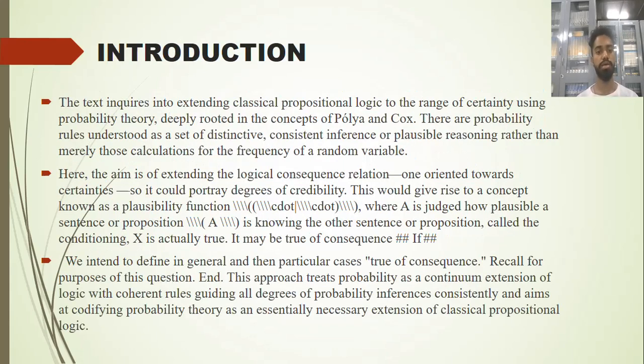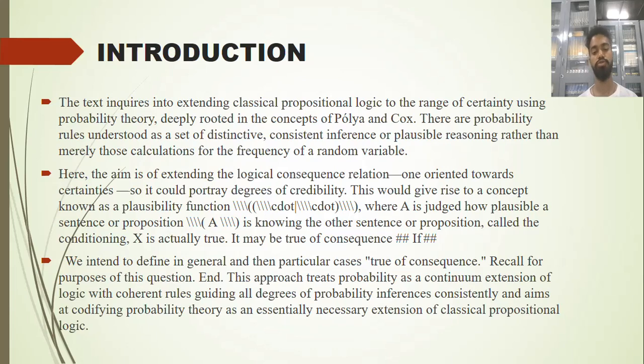Introduction. Here, the text inquires into extending classical propositional logic to the range of certainty using probability theory, deeply rooted in the concepts of Pólya and Cox. Their probability rules are a set of distinctive, consistent inference or plausible reasoning, rather than merely calculations. This research paper is mainly based on the work of Pólya and Cox. These are two well-known researchers. They spent their time on classical propositional logic.